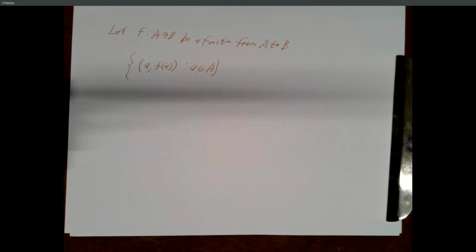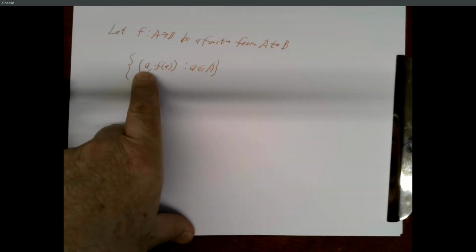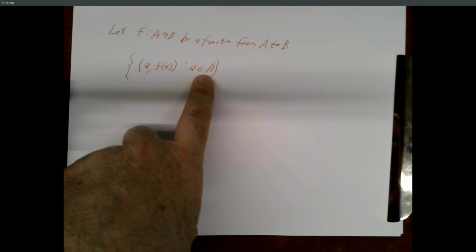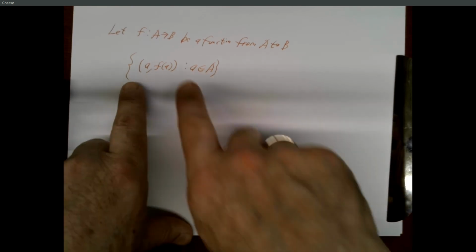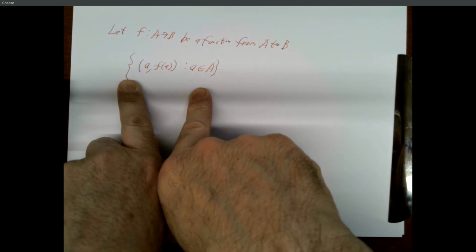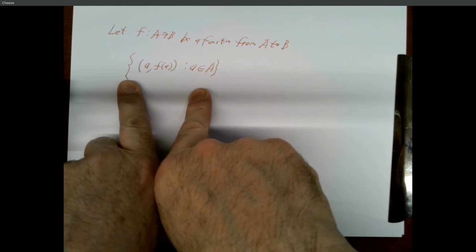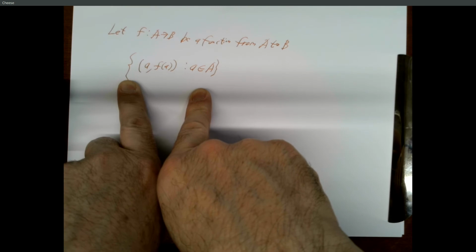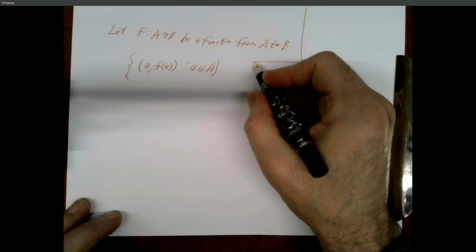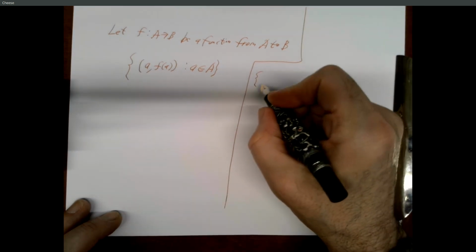The set of all ordered pairs consisting of a paired with f of a, defined across every point in big A, that set is f. It's an explicit listing of what the function does to every point in its domain. So for example, if I want to describe the function x squared, I can do it by listing the following set.